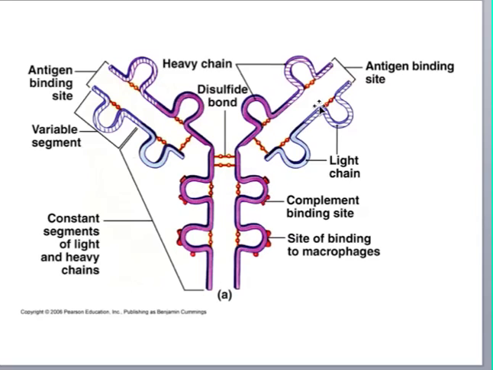Then we have this little area here. If you think of these as little arms and that's its little body, I think of this as the little armpit, and this is where the complement binding site is. Right there, right under the little armpit. And these are the sites where they bind to macrophages. I'm not worried about that as much, but keep that in mind.